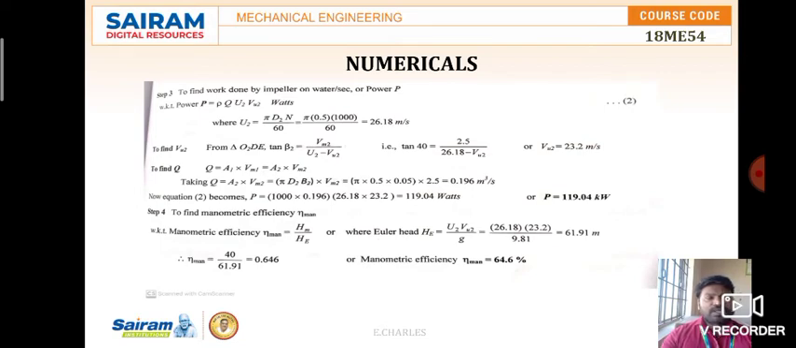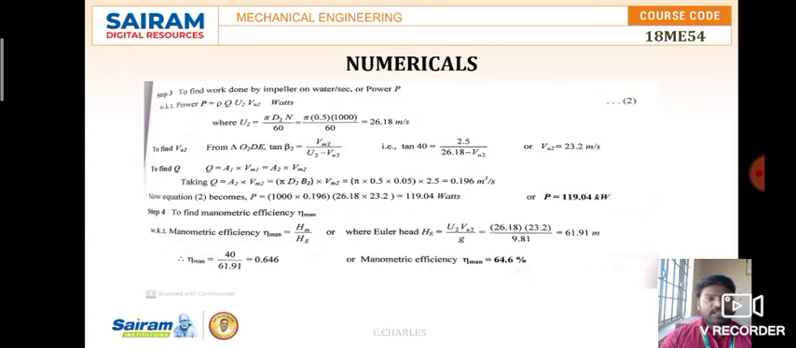From discharge we have the discharge formula: Q is equal to A1 Vm1, that is equal to A2 Vm2. So Q is equal to A2 Vm2, which is equal to pi D2 B2 into Vm2, because area is nothing but diameter into width. With this we can find out 0.196 meter cube per second is the discharge, and from discharge we can find out the power. If you substitute in the second equation, we get the power value as 119.04 kilowatts.